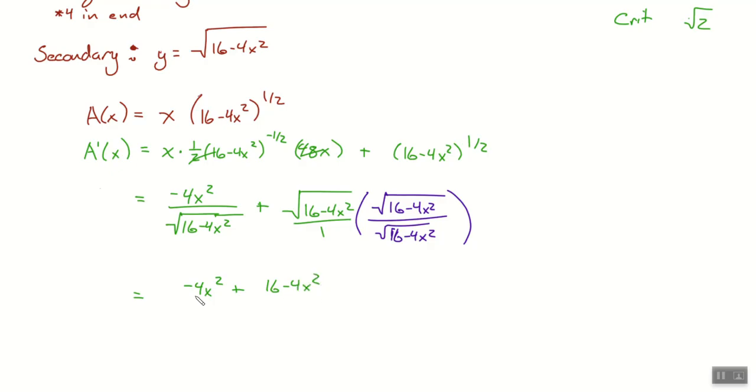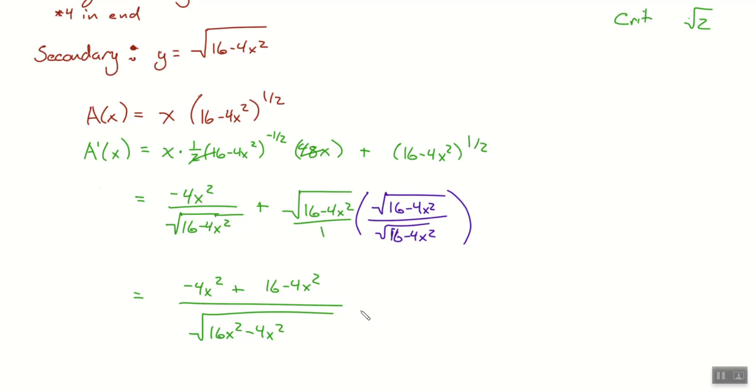16 minus 4x squared, and that's all over 16 minus 4x squared to the 1/2. Do you prefer 1/2 or square root? Okay. This is much nicer, and there's even something nicer that happens still. I can see that there's going to be some zeros out of this.